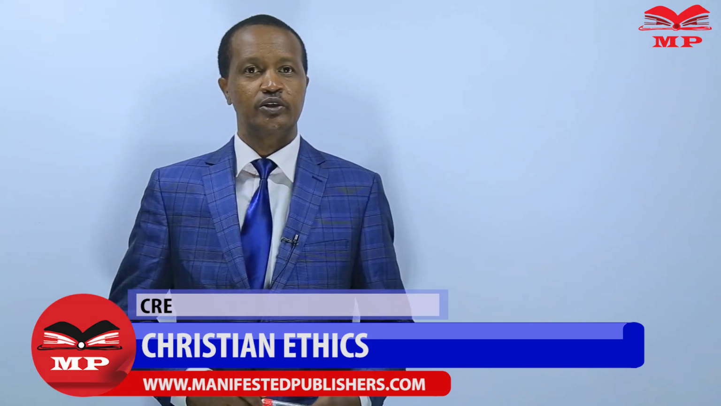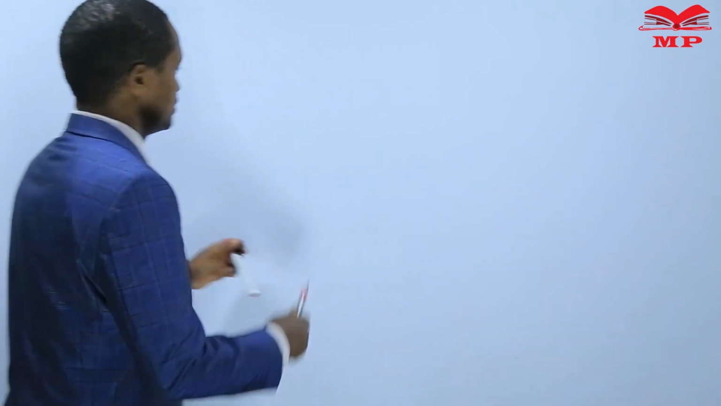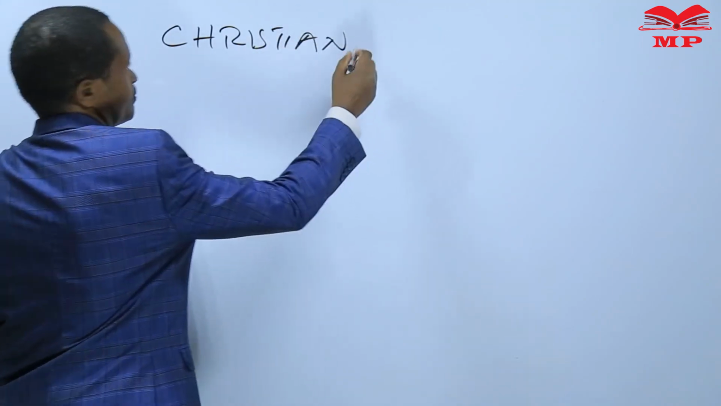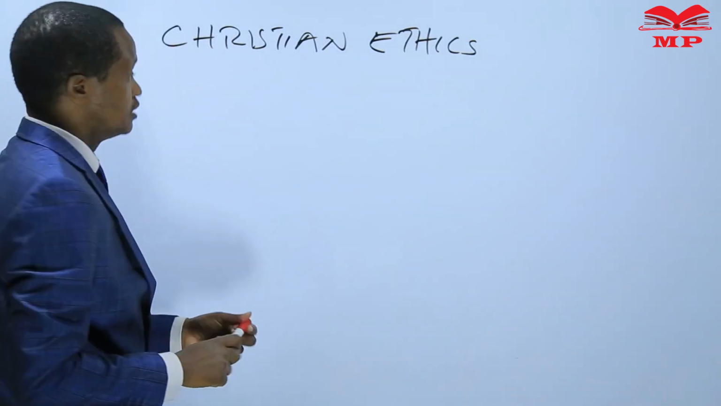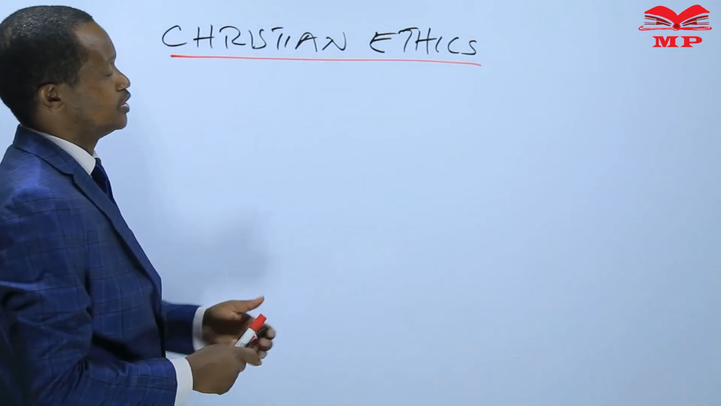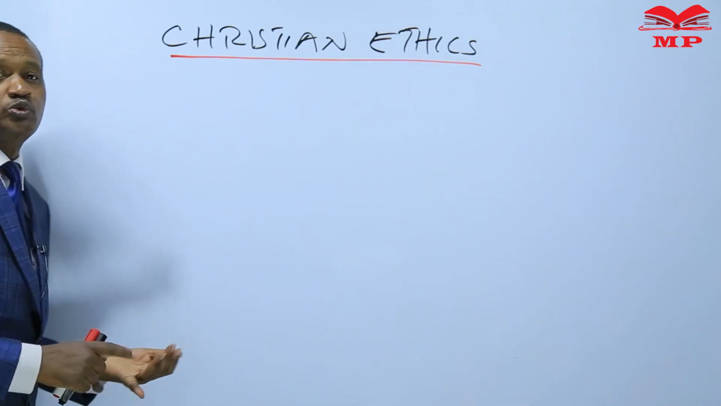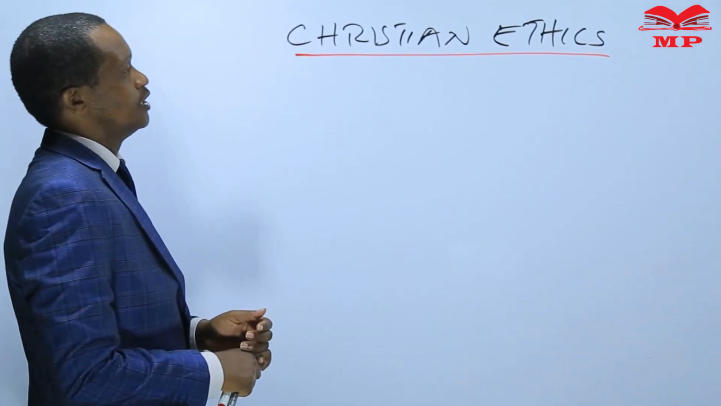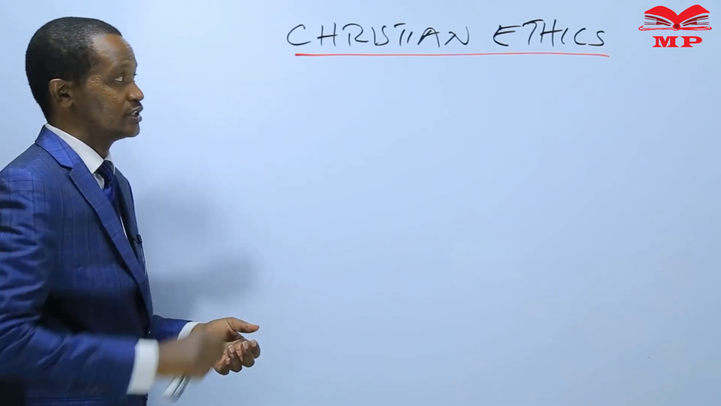Today we will proceed with our discussion of the topic Christian ethics. Introduction to Christian ethics. This is the first topic of the secondary, that is Form 4 secondary CRE. In our last lesson, we defined ethics, and we said that the word ethics is derived from two Greek words, ethos and ethikos, which mean character and conduct respectively.